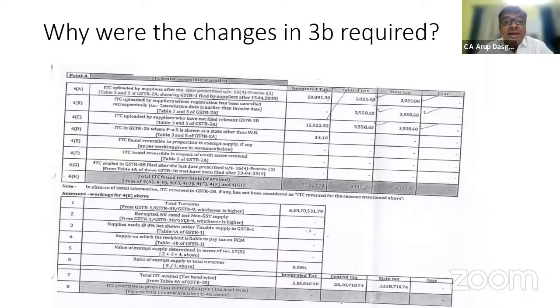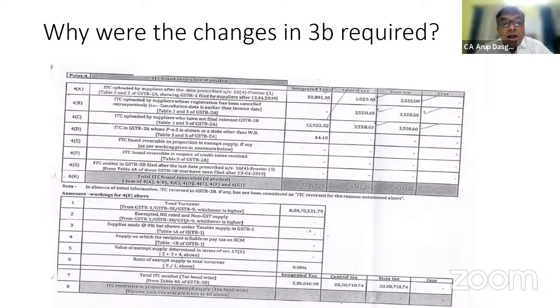Third is about the ITC uploaded by the suppliers who have not filed the relevant 3B. So now in your GSTR 2B, you will get the dates of filing of the GSTR 3B. So if the GSTR 3Bs are not filed for the last months or so, you can be well aware that you are not eligible to take that credit. Okay. So all these reconciliations which are there, we are always pleading as a taxpayer.